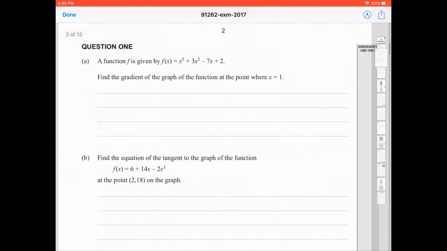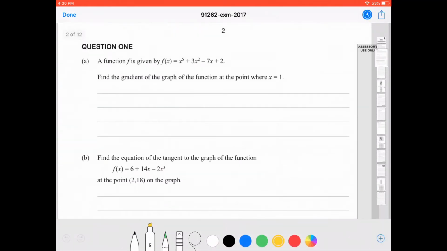Let's get into it. So question 1a says a function f is given by f of x equals x to the power of 5 plus 3x squared minus 7x plus 2. Find the gradient of the graph of the function at the point where x equals 1. So we've got this function here, f of x equals x to the power of 5 plus 3x squared minus 7x plus 2, and they're talking about finding the gradient of the graph.